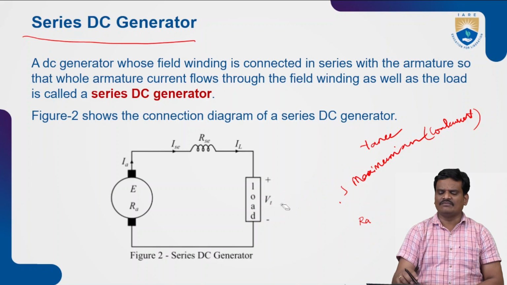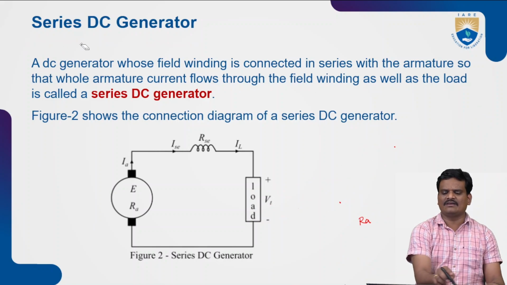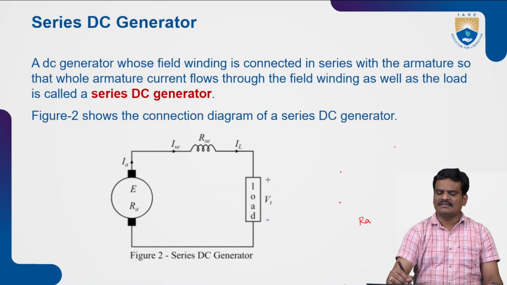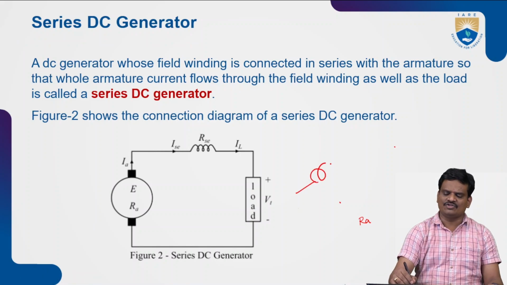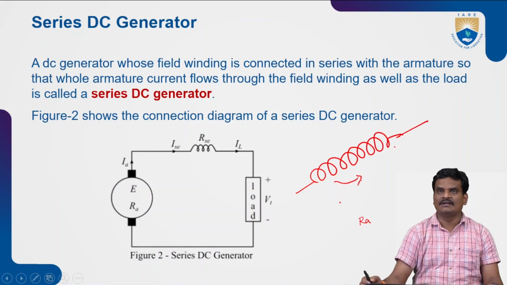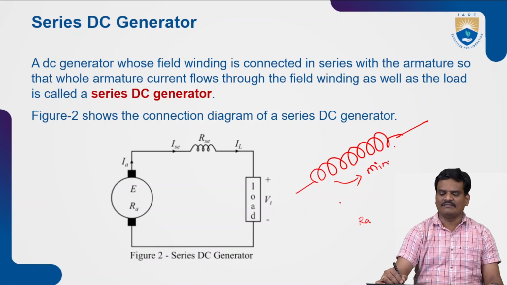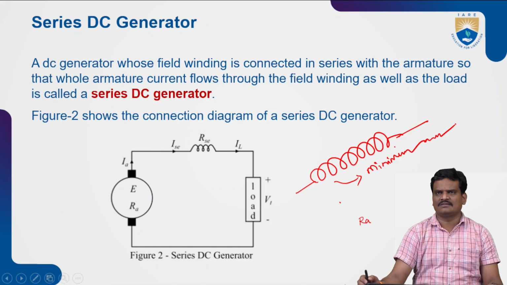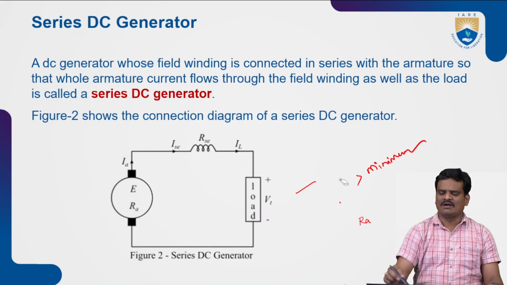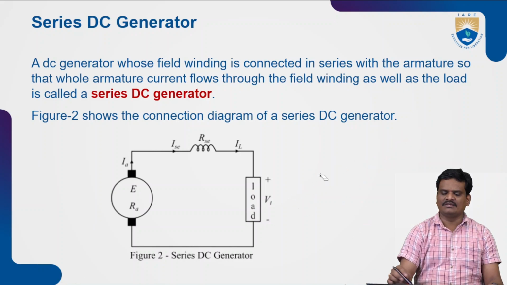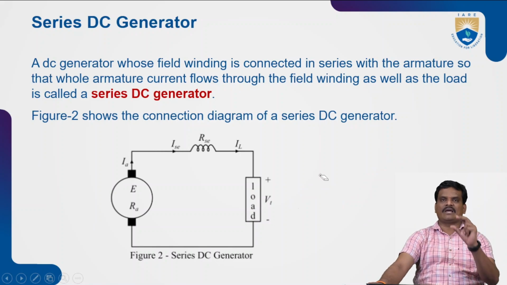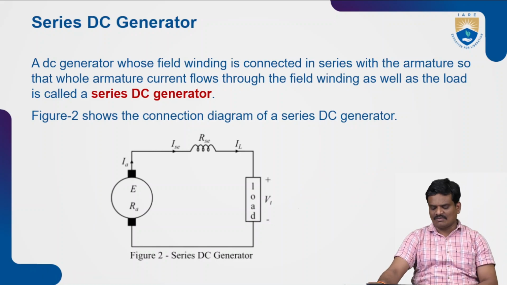So the points that we need to remember when we are drawing a connection diagram of a DC series generator is that the series winding should have maximum thickness so that it can carry a maximum amount of current through it, which offers minimum resistance. The winding used in a DC series generator should have maximum thickness to carry a high amount of current.